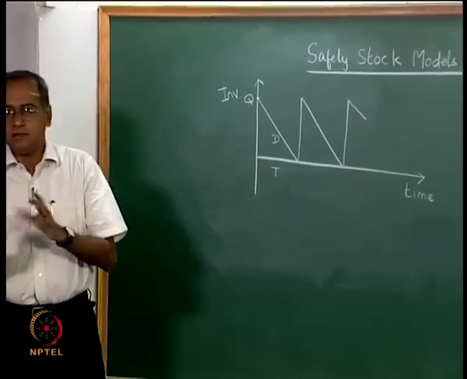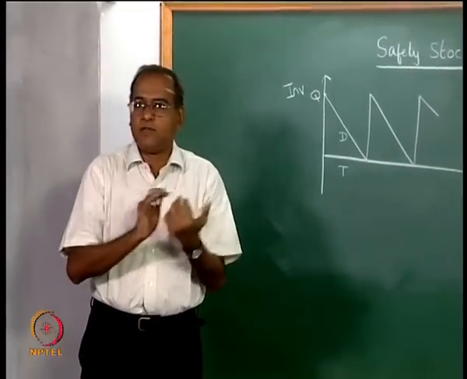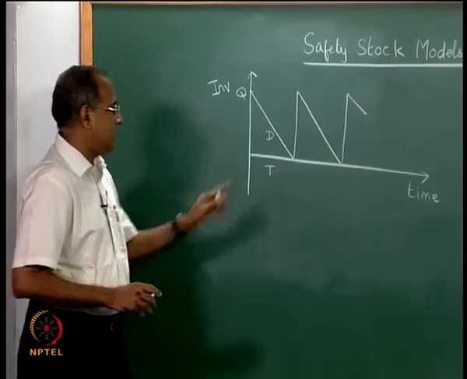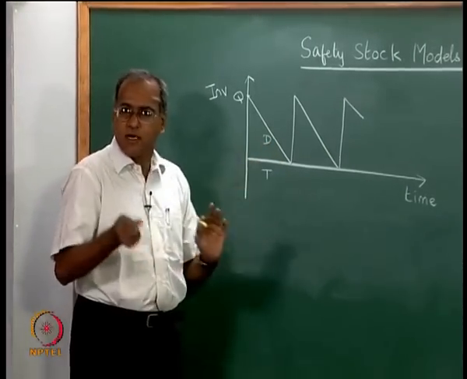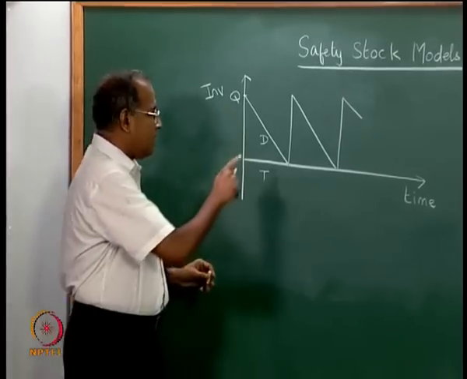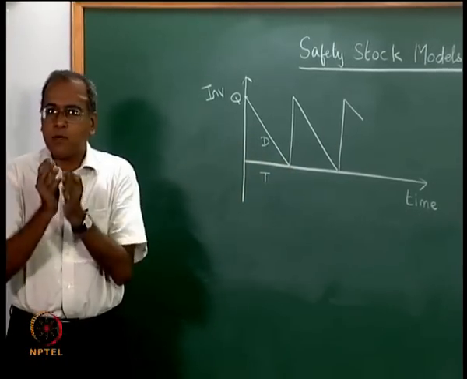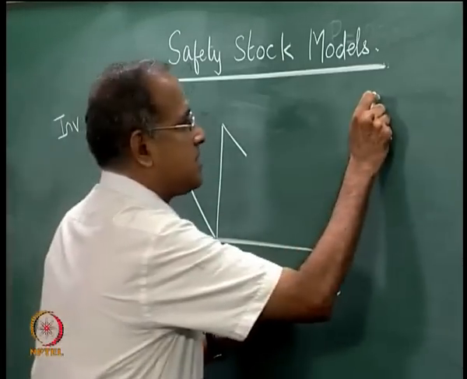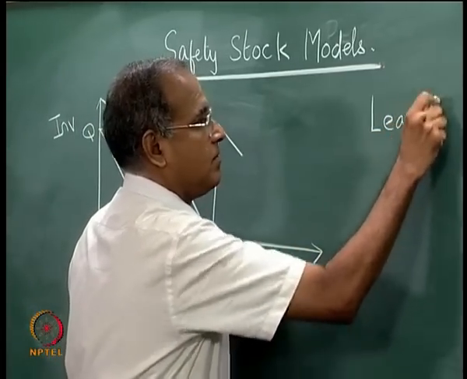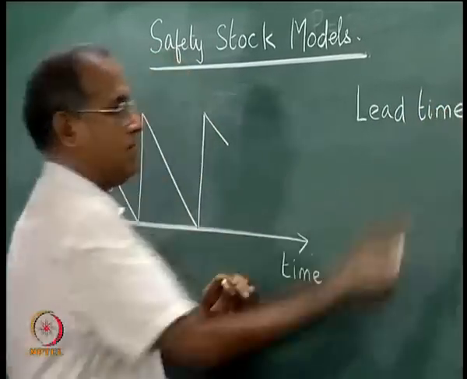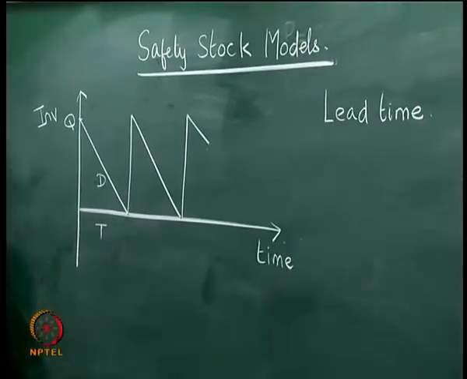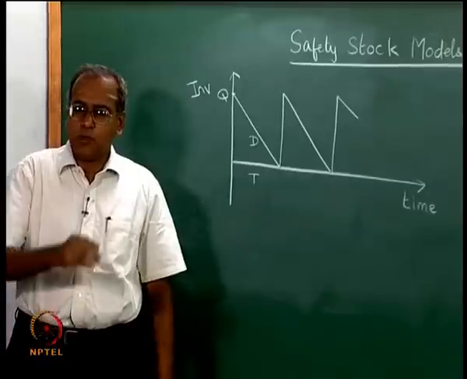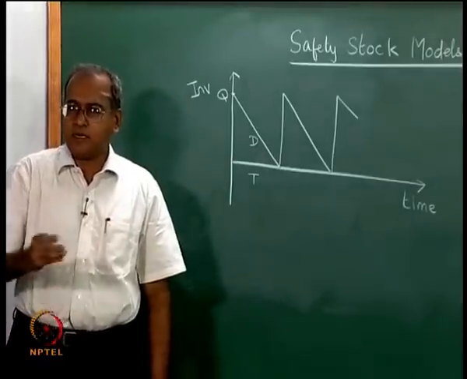In reality these two things are not the way we have assumed. First, the demand need not be deterministic and continuous, we will come to that a little later. But there would always be a time between placing an order and receiving the item. That time is called the lead time. In this model we have assumed that the lead time is 0. So the moment the order is placed the items arrive.